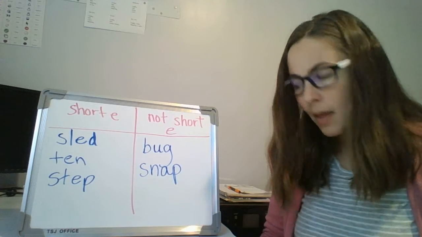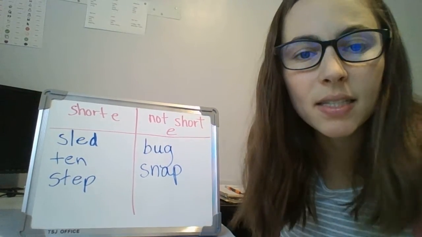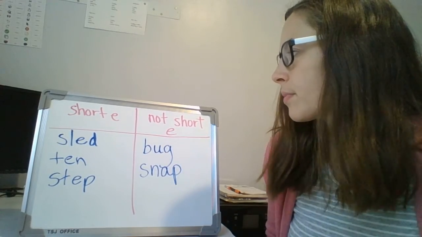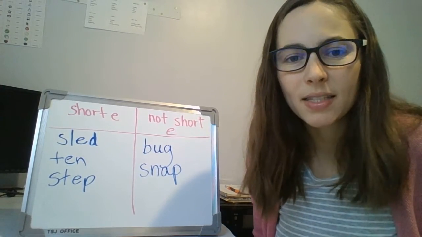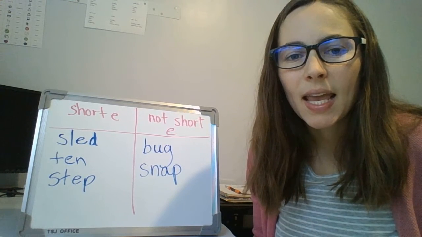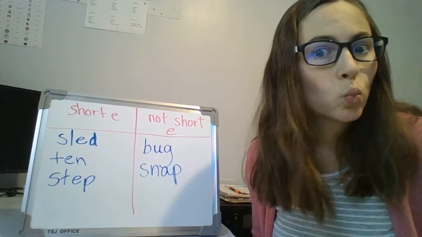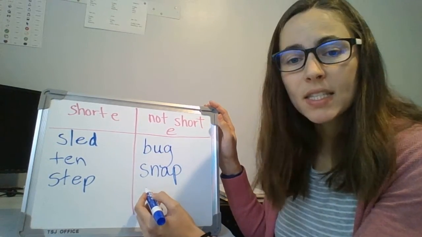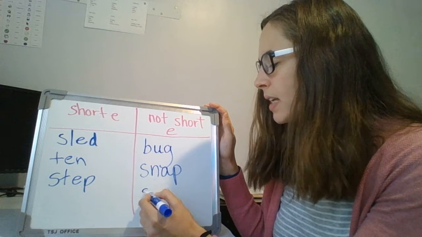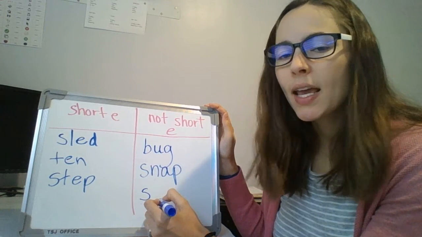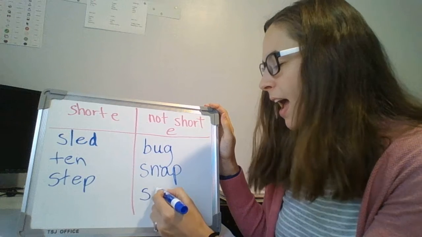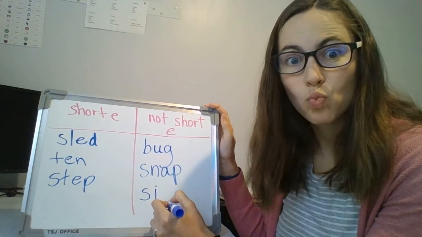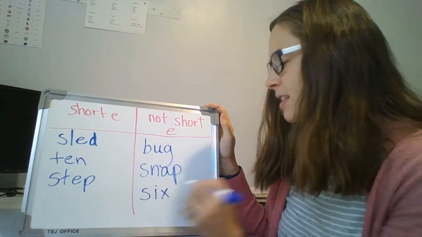Okay, last one. My last word is six. It says the word six, like the number 6. Do you hear short E in the word six? Six. I didn't, did you? No. Let's spell it. S. What letter? I. Good. What letter? X. Good job.